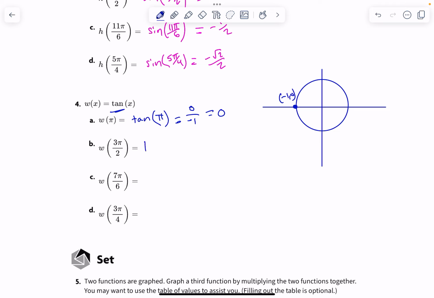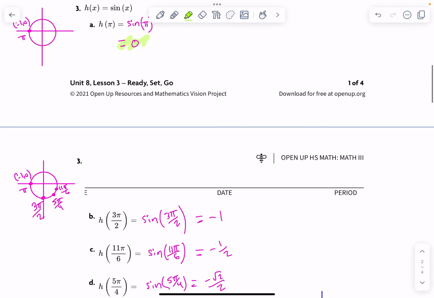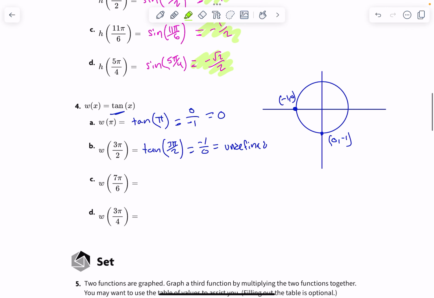Very nice. Now here we have tangent of 3 pi over 2. So at 3 pi over 2, we're over here. So this is 0, negative 1. So then tangent is y over x, so negative 1 over 0. And this is equal to what? This is undefined. Okay? And I should have highlighted these. So this is 0. This is negative 1. This is negative 1/2. Negative square root 2 over 2. This is 0. This is undefined.